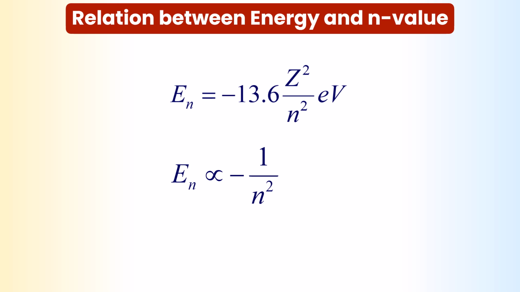From the equation, we can say that for a given atom or ion, the energy of the electron is proportional to minus 1 by n square. Since Z is constant, even though n square is in the denominator, the negative sign makes the situation slightly different. As the value of n increases, the value of minus 1 by n square becomes less negative. Therefore, the energy of the electron actually increases as the value of n increases.